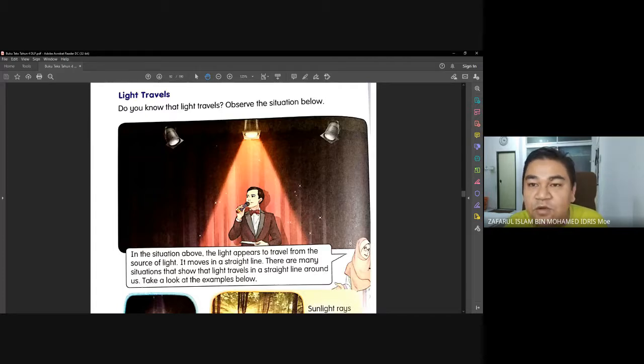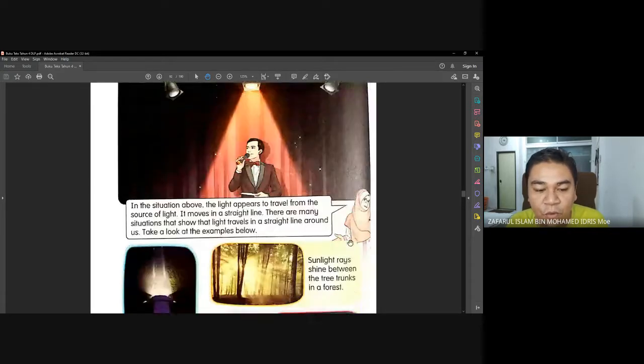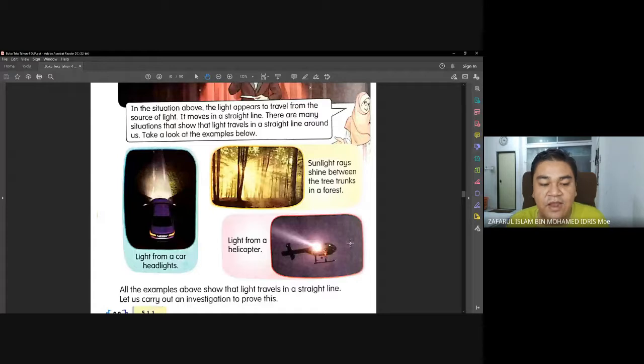Cahaya bergerak lurus. Okay, so awak kena ingat ni. Cahaya, okay, light moves in a straight line. Nanti kita akan tengok lagi. Okay, there are many situations that show that light travels in a straight line around us. Take a look at the example below. Okay, the first one, light from a car headlight.